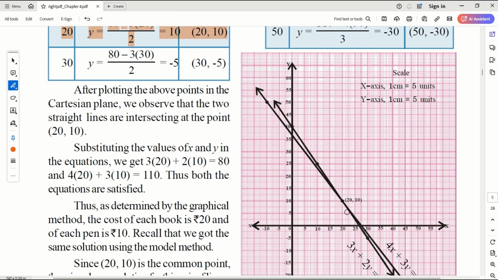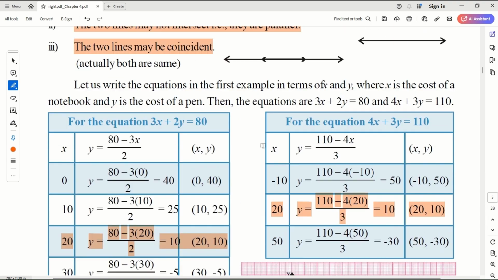They will meet at some point, and we find the value of that point. That is the intersection, the point of intersection. This is the x comma y which is common to both these equations. So that is the solution to this pair of linear equations. If you substitute 20 comma 10 in both these equations, they are satisfied.